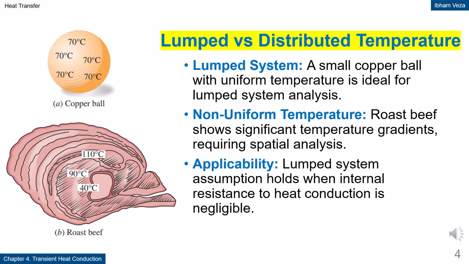Lumped versus distributed temperature. This concept compares two extreme cases of temperature distribution inside a body. In a lumped system, the temperature is assumed uniform throughout the body and changes only with time. In a distributed system, significant temperature gradients exist inside the material. This difference determines the complexity of the model that must be used. Choosing the correct assumption is critical for obtaining accurate and efficient results.